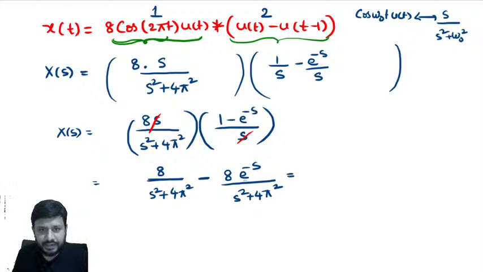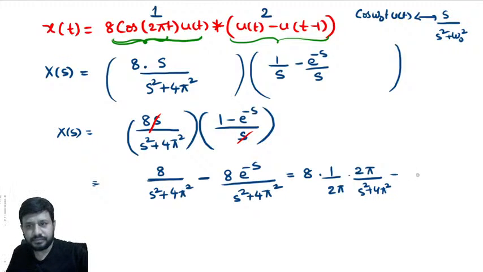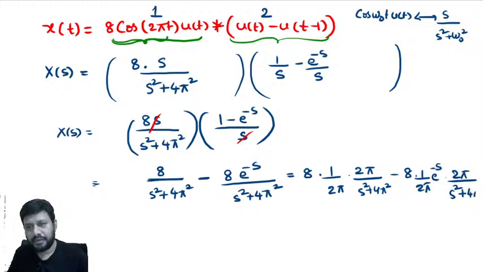Now further I can simplify this as 8 times 1 by 2 pi, 2 pi by s square plus 4 pi square, minus 8 times 1 by 2 pi. I am dividing and multiplying by 2 pi. Now what? Now find out the inverse.